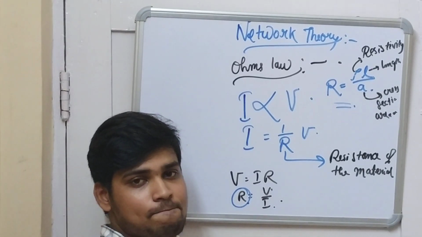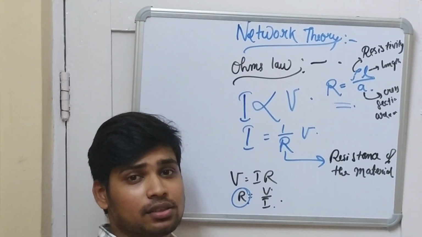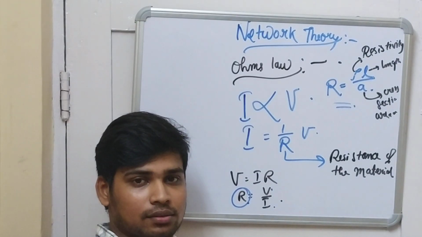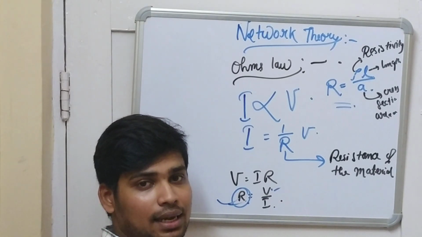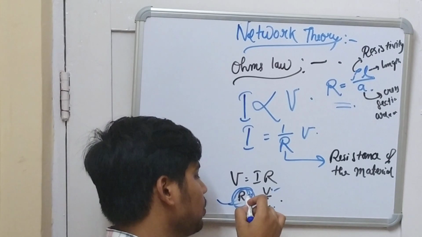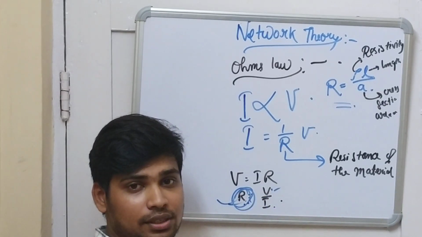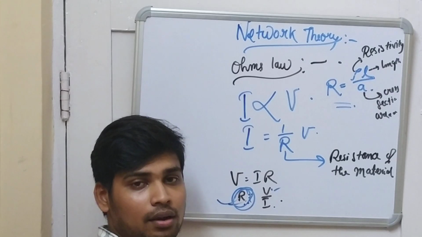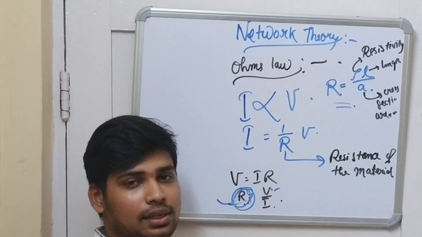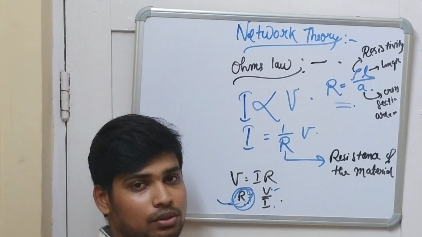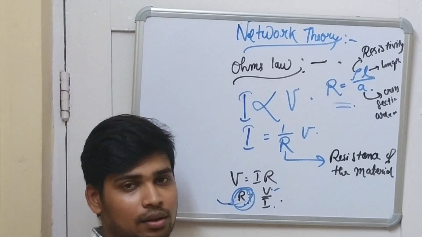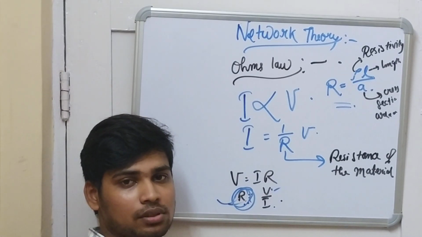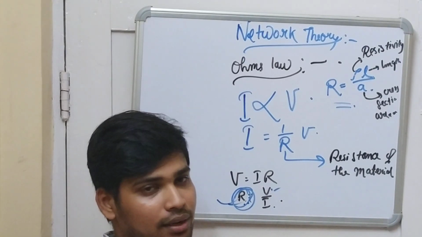And this is only true if the temperature is constant. If temperature varies, then R will start depending on V and I. For a particular conductor, resistance is always constant. But if temperature is different, then resistance will vary. It will start depending on V and I. And Ohm's law is only true if temperature is constant. If temperature is not constant, then Ohm's law will not be valid.